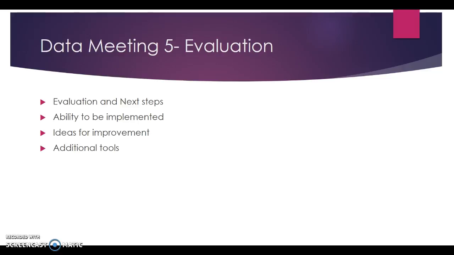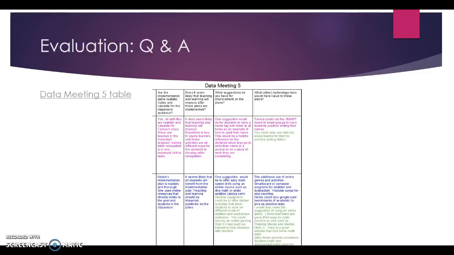The last meeting, Data Meeting 5, examines the action plan for success. Several questions are considered to evaluate the plan. These include the ability to be implemented, ideas for improvement, and additional tools. During Data Meeting 5, my partners and I created a chart for the questions and answers used for evaluation. I gained more ideas and strategies to use to reach my goals. I also was able to obtain technological resources to aid letter recognition.